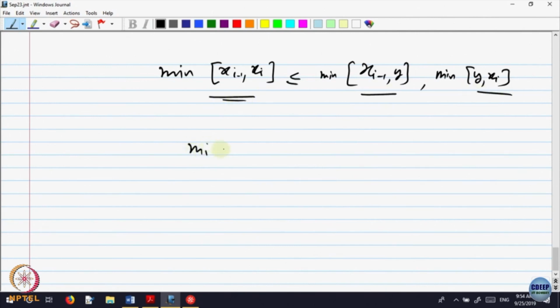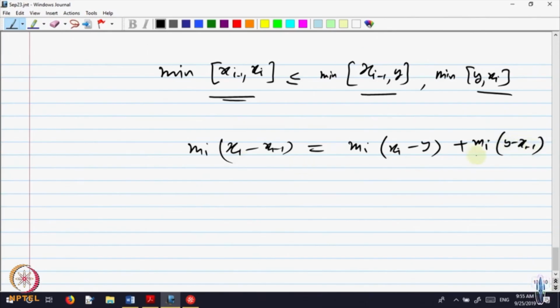So when you look at the sum m_i times (x_i minus x_{i-1}), you want to go to the smaller intervals, so you write m_i times (x_i minus y) plus m_i times (y minus x_{i-1}), right. This you can separate into two parts, add and subtract y, okay. And this quantity is less than, so this is bigger than this, and this also is bigger if I replace the minimums in those intervals.